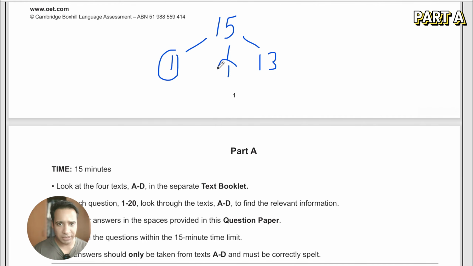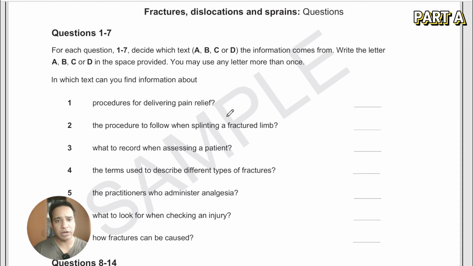In the next 1 minute, you have to find where the answers are. So here, procedures for delivering pain relief. Just now you have seen that. It's in text C. Procedures to follow when splinting a fractured limb. So just now you have seen that. Just write down which paragraph you saw that in.